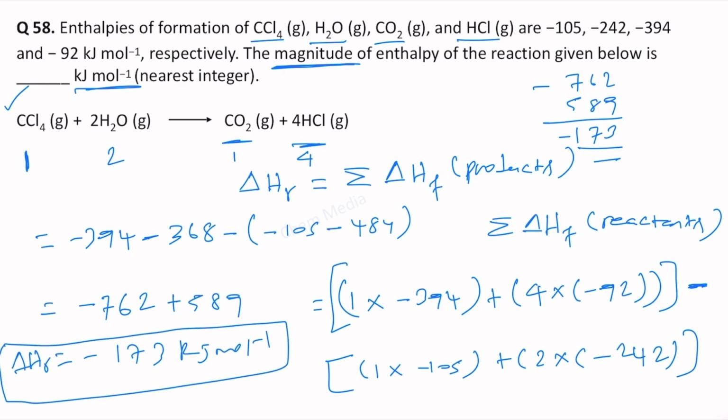However, here they have asked the magnitude of enthalpy of the reaction. Therefore, we must enter it as 173 and not minus 173. So this part you need to be careful because the reaction is actually exothermic. The negative sign implies that it is exothermic. But in the question they have asked only the magnitude of enthalpy. Therefore, we have to enter only the numerical value. We have to ignore the sign.